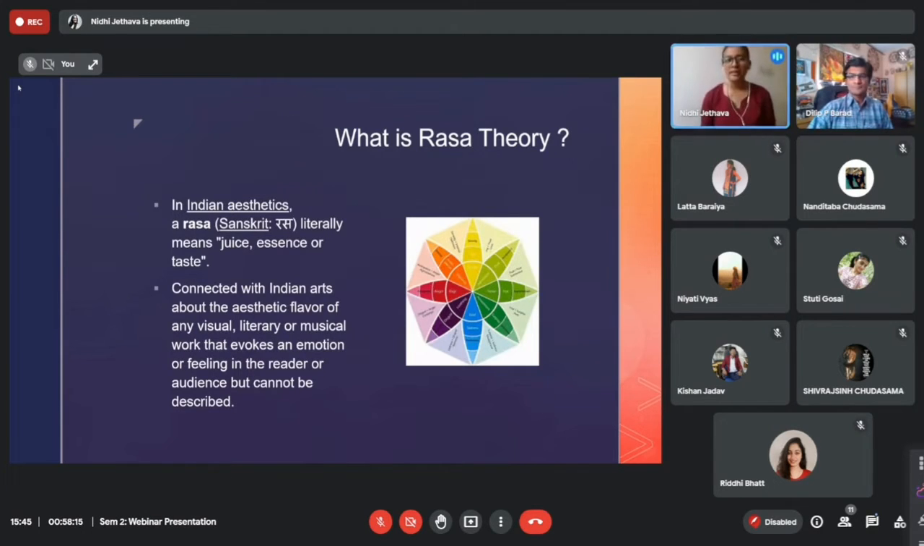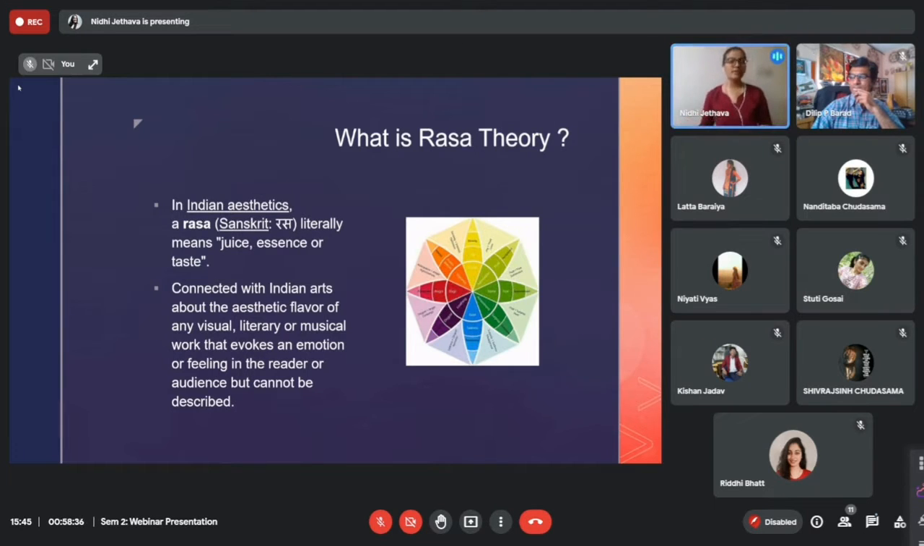In Indian aesthetics, Rasa is the Sanskrit word literally meaning juice, essence, or taste. It connects with Indian art about the aesthetic flavor of any visual, literary, or musical work that evokes an emotion or feeling in the reader or audience but cannot be described.